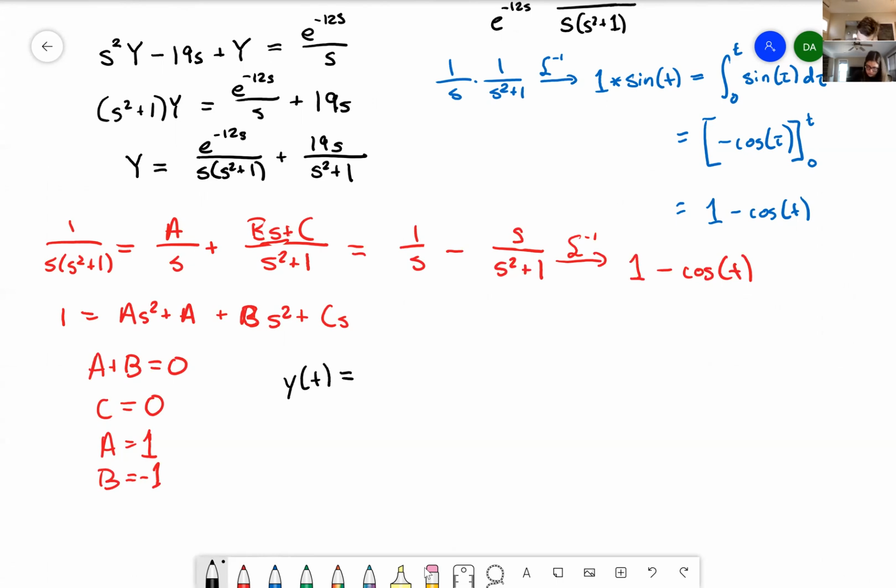Y of t. So we have the inverse Laplace transform of this part right here, and then e to the minus 12s just shifts it. So this is u 12 of t times the inverse Laplace transform that we got. So that's 1 minus cosine t. Actually, 1 over s times s squared plus 1 may be one of the things that's in the standard Laplace transform table.